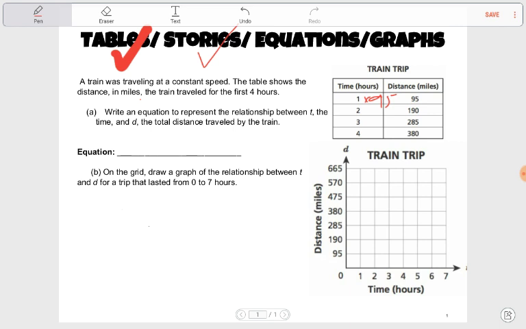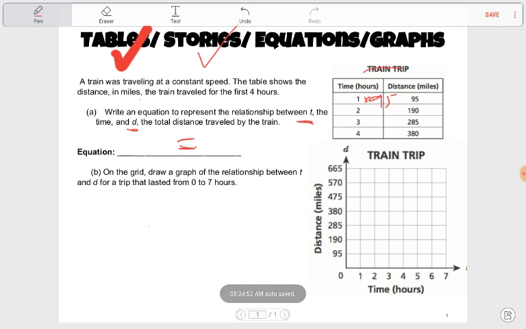All right. The first thing we need to do is find an equation to represent the relationship between t, time, and d, the total distance traveled by the train. So I know that it's an equation, so I'll throw in an equal sign. And I have total distance traveled by the train. That is my dependent variable. That depends on my independent variable and my unit rate.